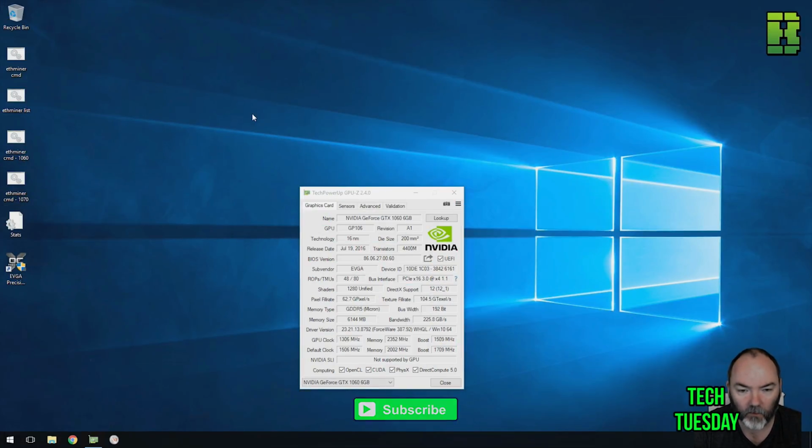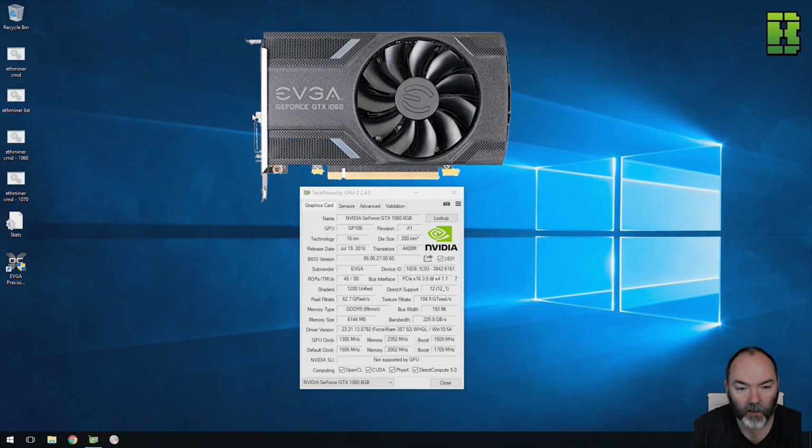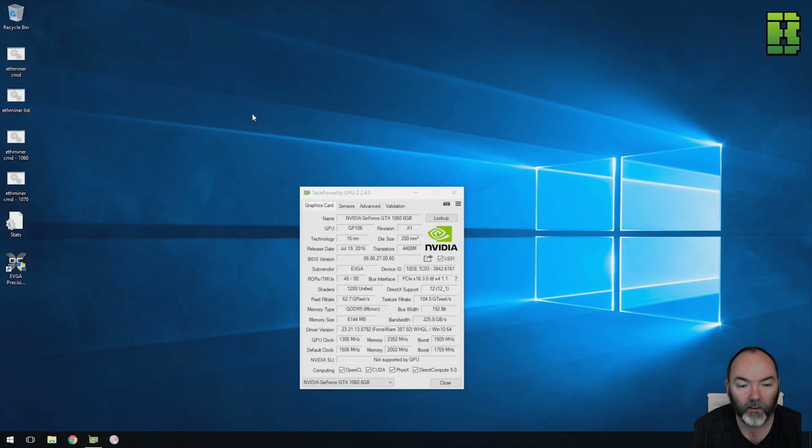As we normally do, we take a look at gaming peripherals or other gaming technologies, and today we're taking a look at the EVGA 1060 6GB overclock version for mining Ether.